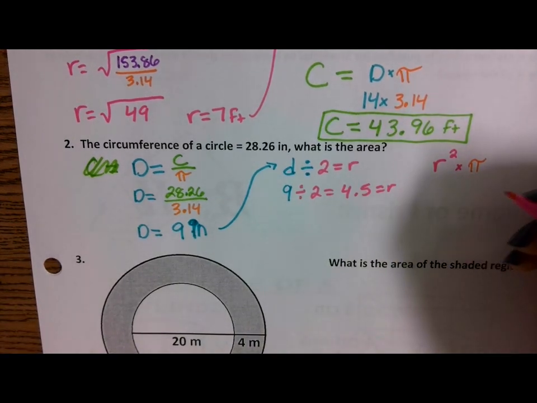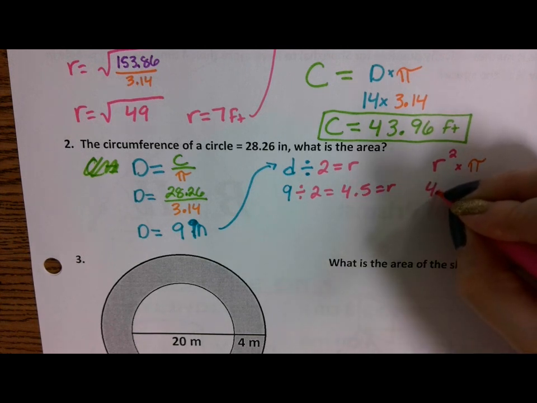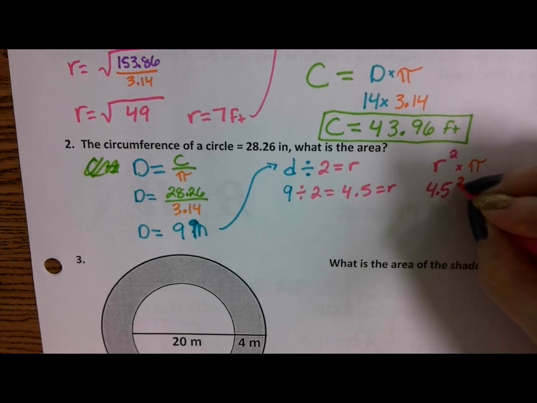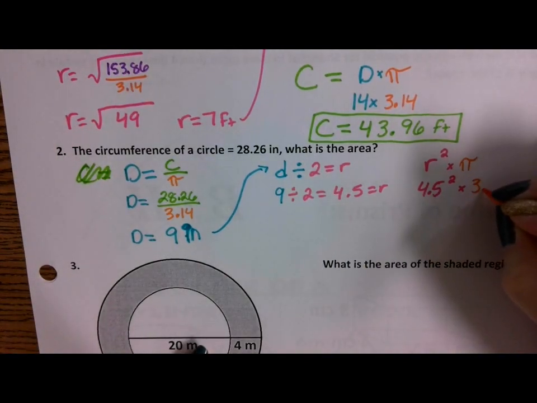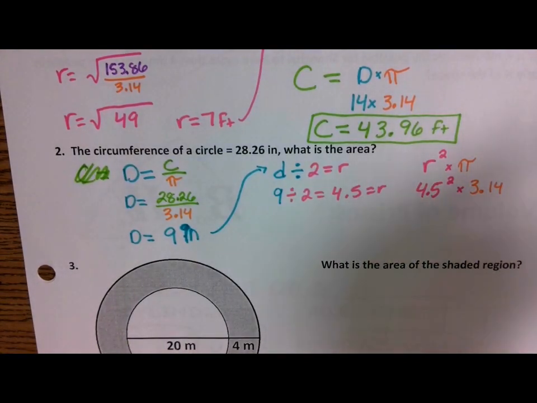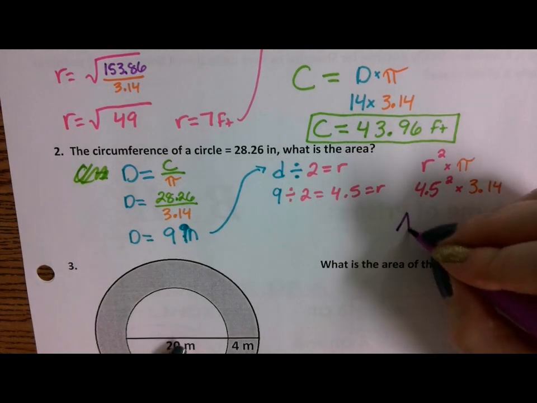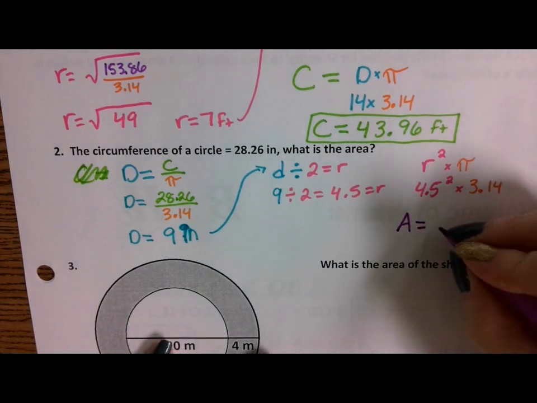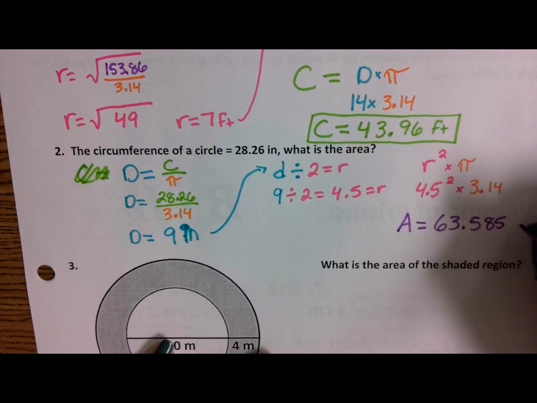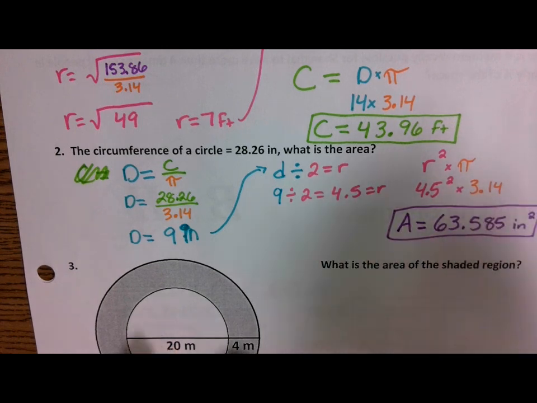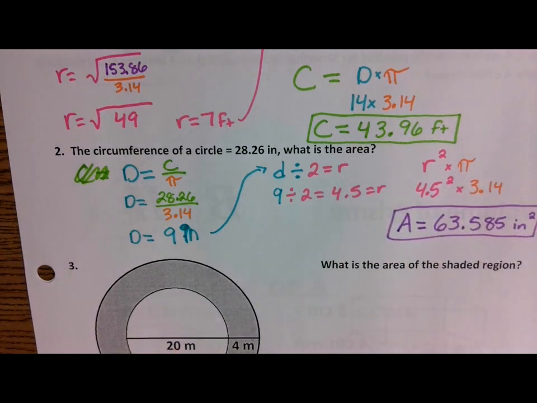So we're going to do 4.5 times 4.5 times 3.14, and that's going to give us our area. The area in this case comes out to 63.585, and that's inches squared.